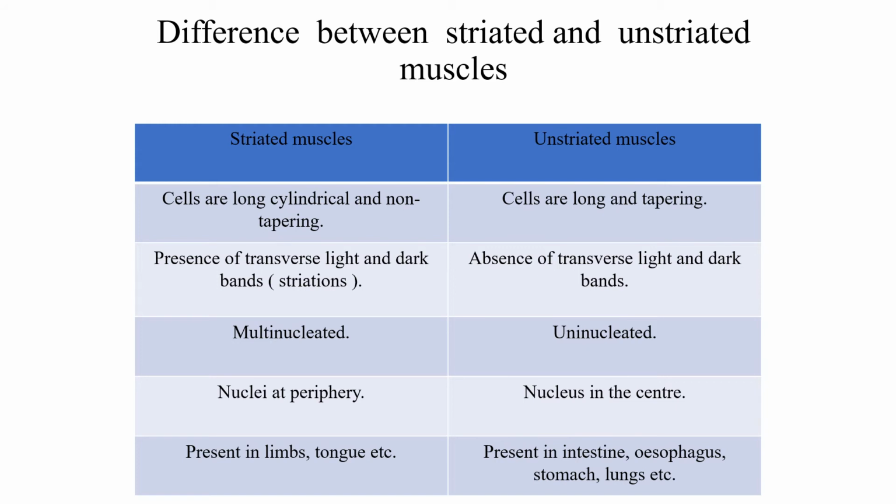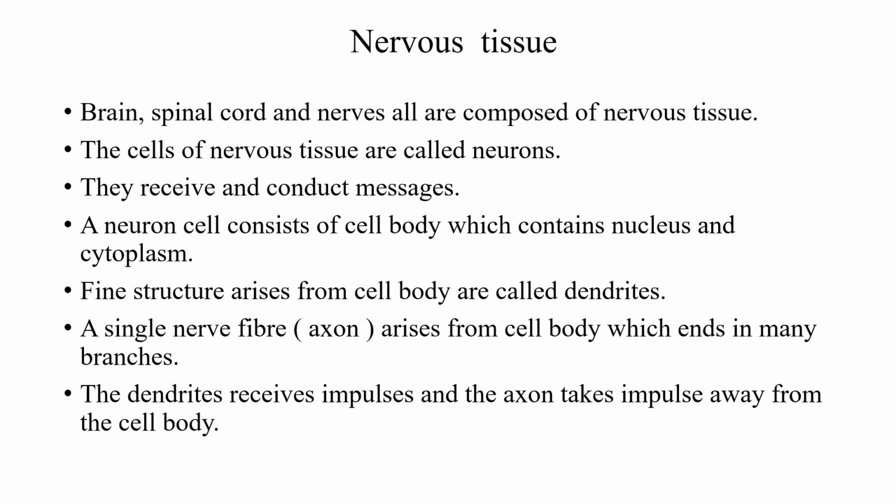Then in the striated, the nucleus is found in the periphery. Then in the unstriated, nucleus is in the center. Then striated muscle found in the limbs, tongue, etc. Unstriated or smooth muscle found in internal organs like intestine, esophagus, stomach, lungs.